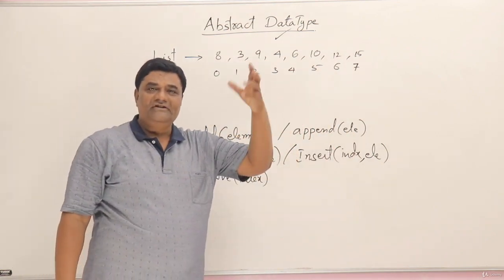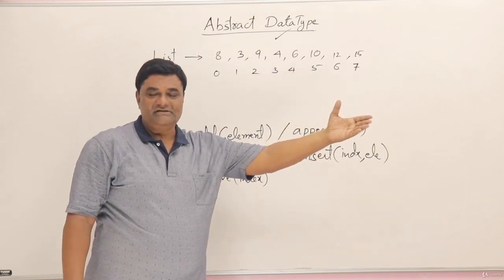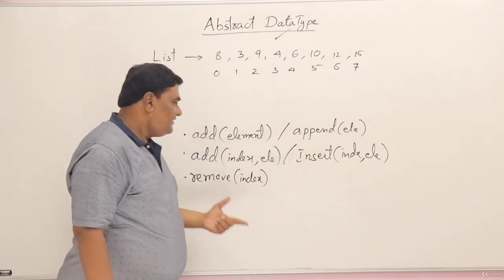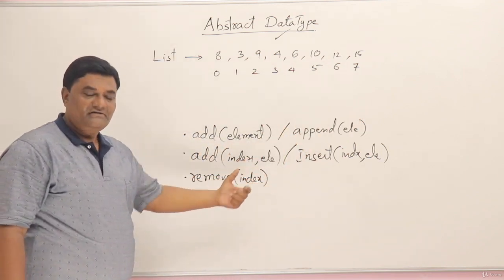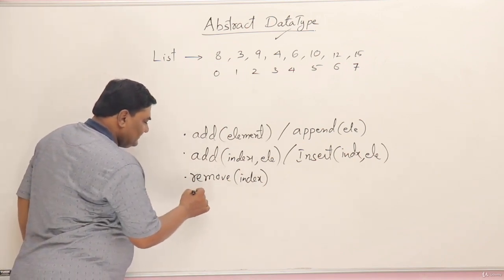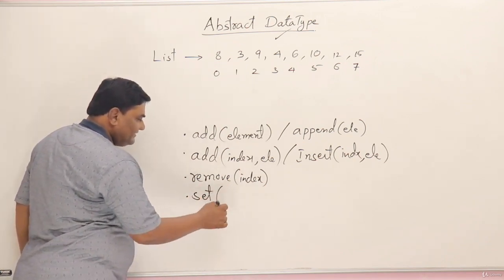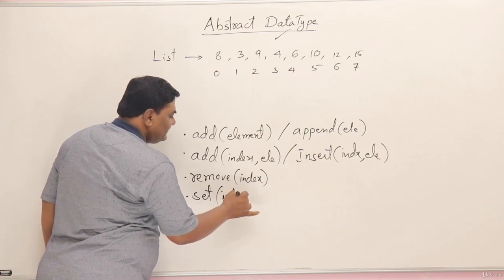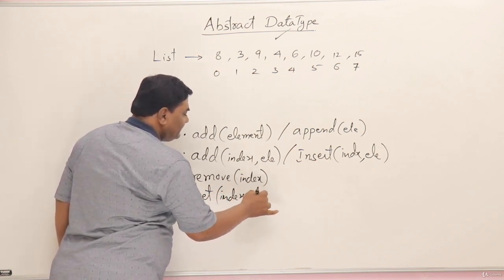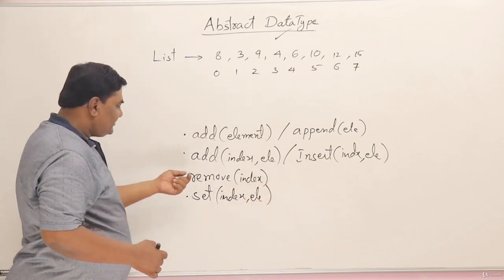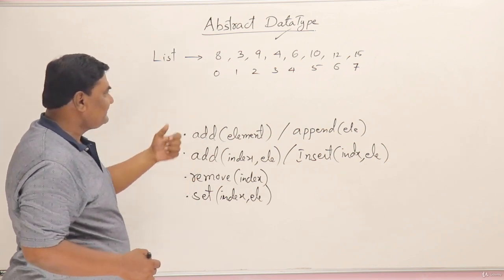So that's all, removing one element. So rest of the elements are still the part of a list. Removing from given index. Then next operation is set at index a new element. This means changing an element at a given index.